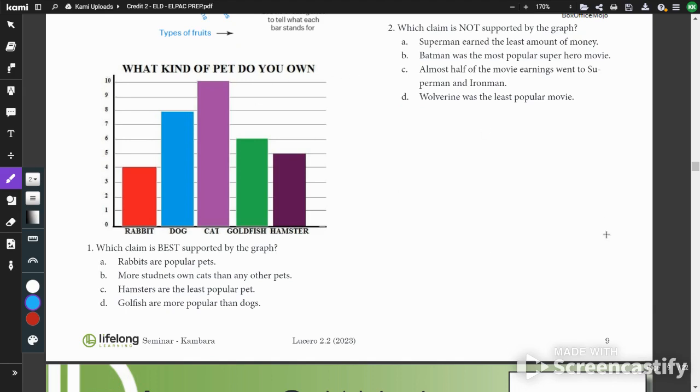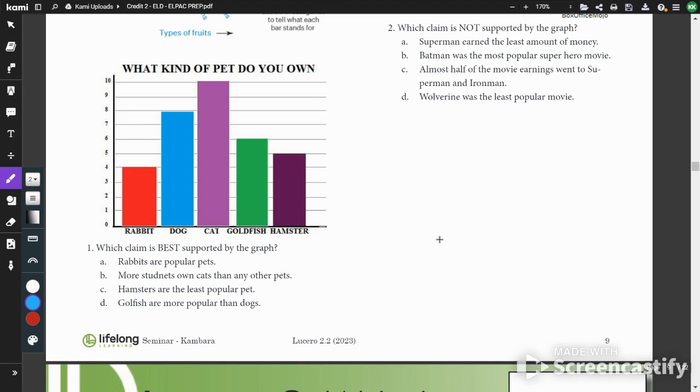So what kind of pet do you own? This chart is going to tell us about the kind of pet people own, right? So there's going to be rabbits, dogs, cats, goldfish and hamsters. Just by looking at it, which pet is owned more by people?